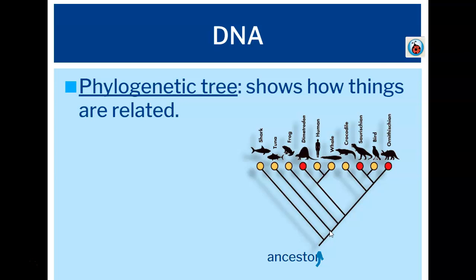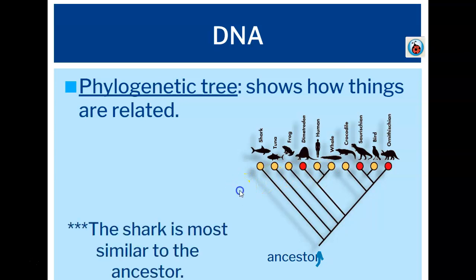ancestry. So for example, if you were trying to figure out who's more closely related to the whale, which is a mammal, you would go back to see where the point is, which is here. It was at this point in time that the human and the whale shared common ancestry. So again, the shark, to answer the question, is the most similar to the ancestor. Again, DNA is the best evidence to support evolution.